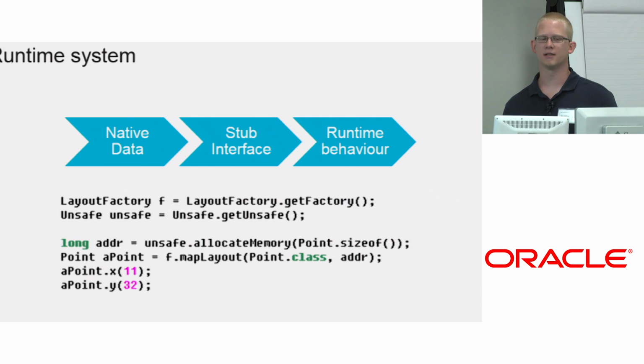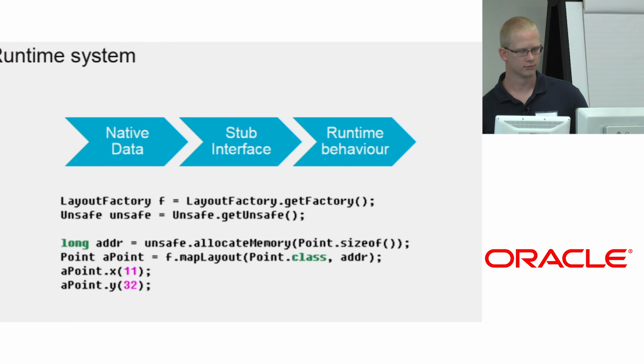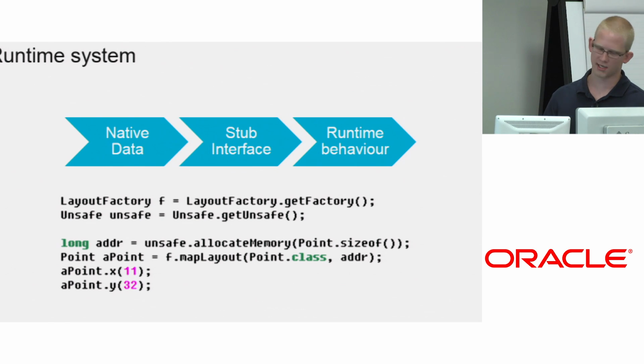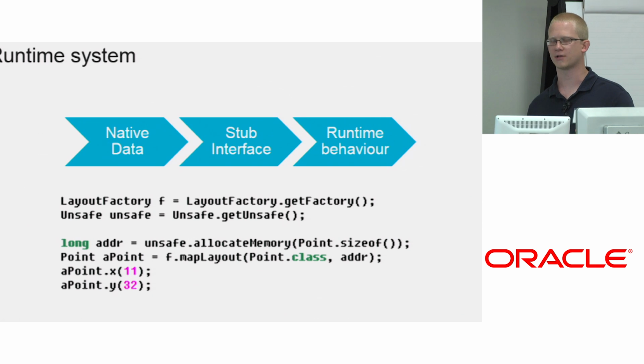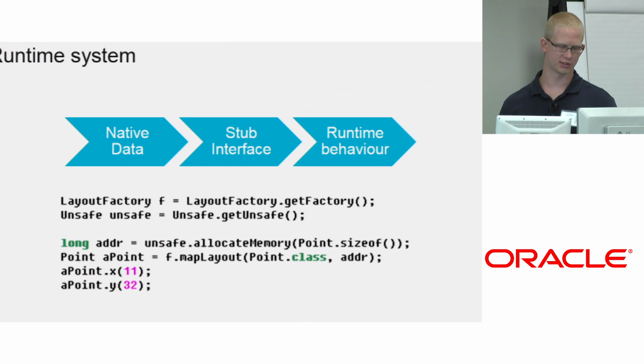So I've got my native data, I've got my stub interface, and then I've got some runtime behavior. So, ignore the use of unsafe on this slide. It's just there to get me my native address. But I have some layout factory. I get the factory. I ask it to map my layout, which is some point class, onto this address, and then I can just operate on it using methods.